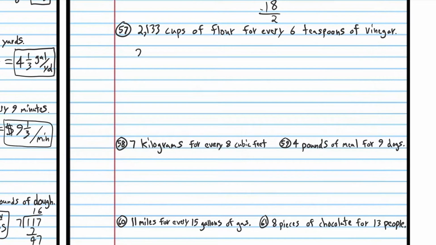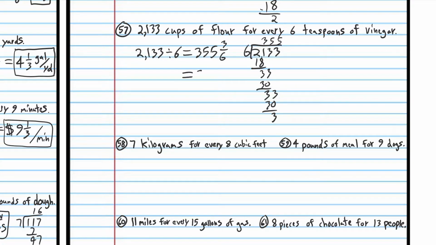All right, we're back. 2,133 divided by 6. Again, we're looking for the unit rate. So we're going to use our long division algorithm, because these are big numbers. And we have no more numbers here, so we're going to stop there. We have a remainder. So it goes in 355 times. Our remainder goes here, and our divisor, 6, goes here.